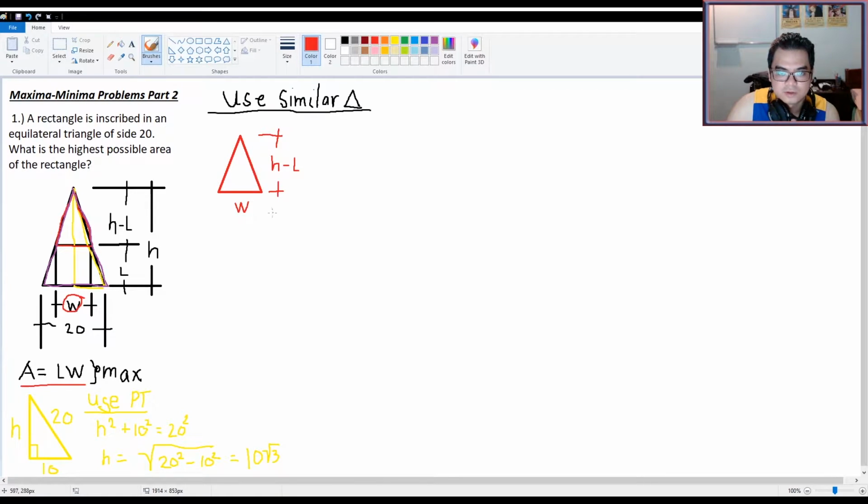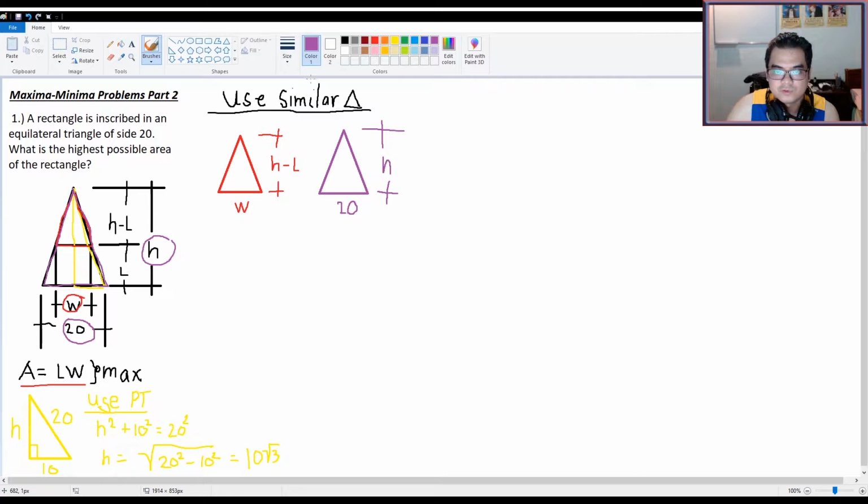Okay? Now going for the big triangle. The big triangle, you'll have the bottom part or the base of the triangle will be this one, 20. And the height will be, of course, the height itself.